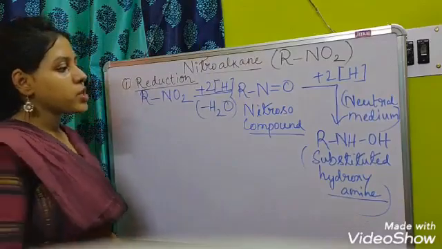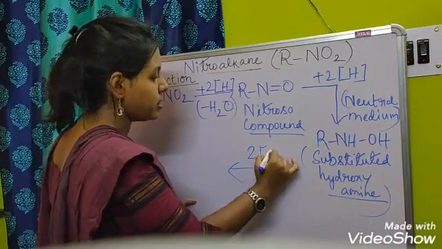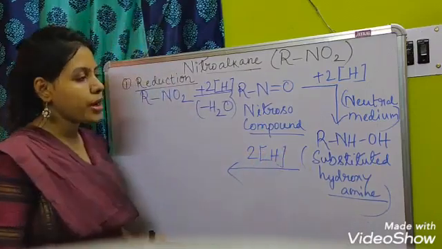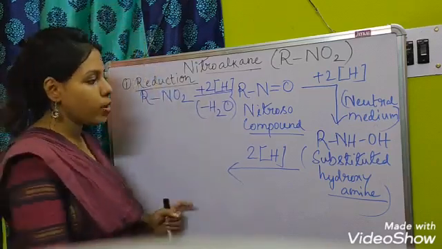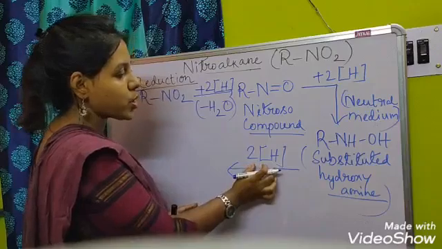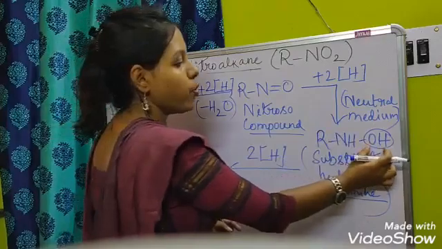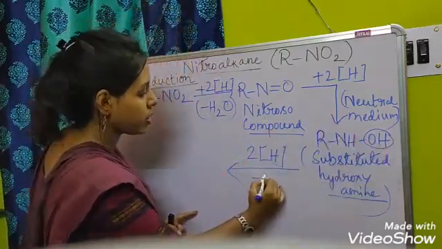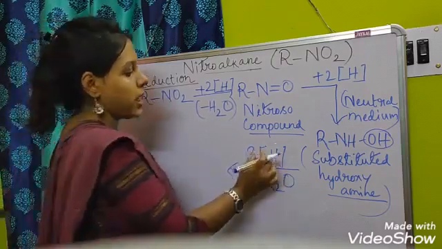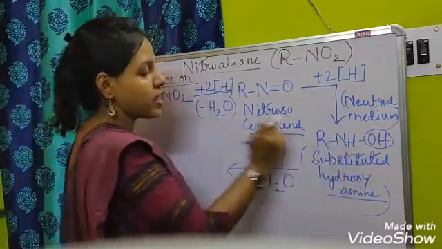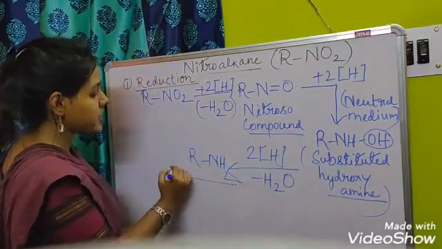Okay. Now the next one. Now again adding 2 atoms of hydrogen, that means again doing reduction. So here now there will again be the removal of 1 molecule of water. So from here 1 hydrogen, and from here the OH. 1 hydrogen will be removed with this OH. So 1 water molecule will be eliminated, and the remaining 1 hydrogen will be added to the nitrogen, making this an amine. That means a primary amine.